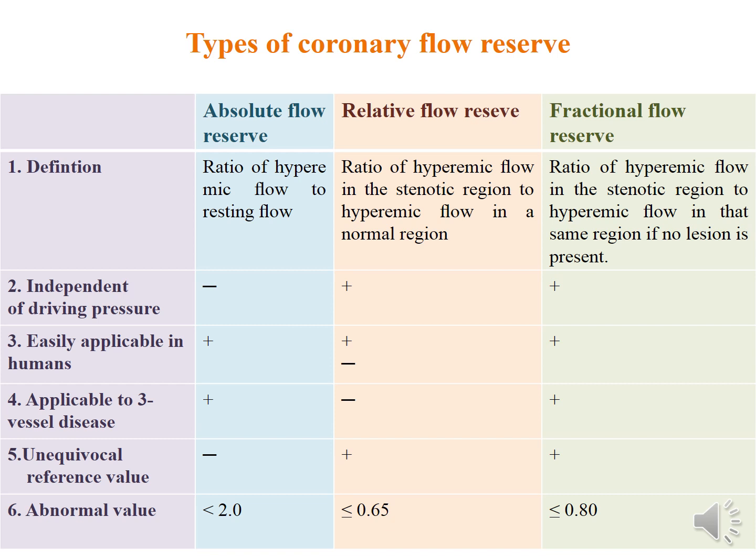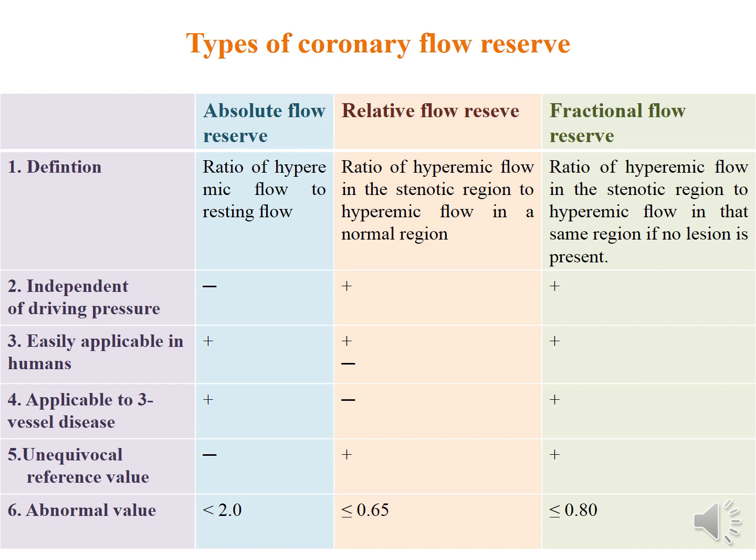Absolute, relative, fractional. What are the differences? Absolute flow reserve: the ratio of hyperemic flow to resting flow, easily applicable in humans, applicable to three vessel disease. Abnormal value is less than 2, it is a ratio.